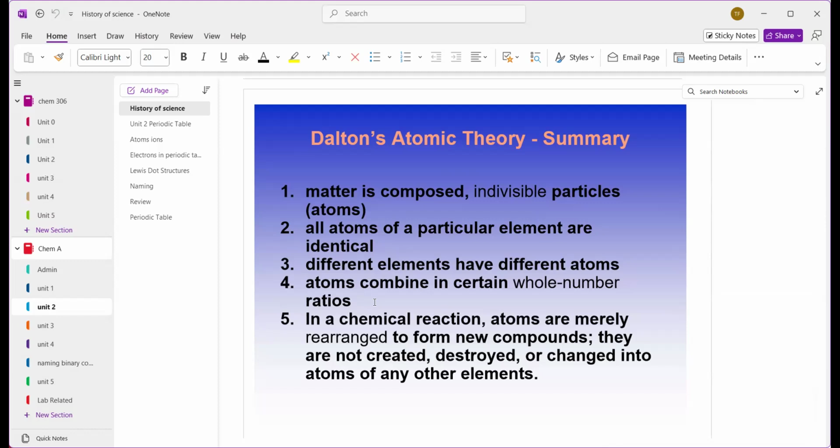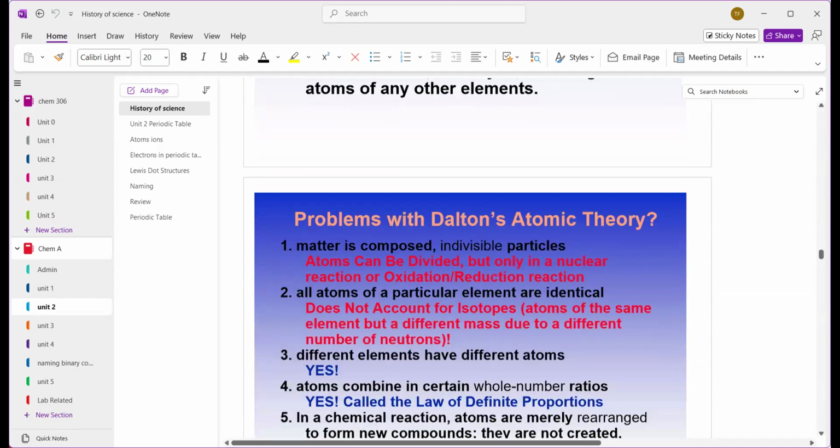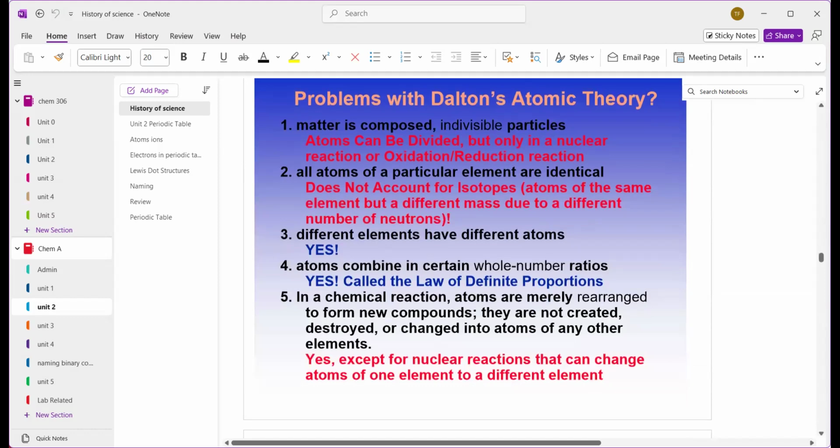The problem is there's something called E equals mc squared. So we can interconvert matter to energy and back and forth. So all of a sudden those starting materials can vaporize. It's called a bomb or a nuclear power plant, but it can be changed. So those are some of the weaknesses of his theory, but the main thing is it was revolutionary. It was a big deal, and he's given a lot of credit. Okay, and this basically summarizes it.